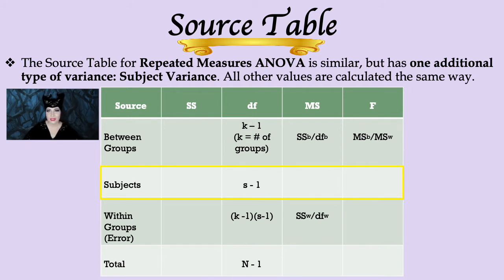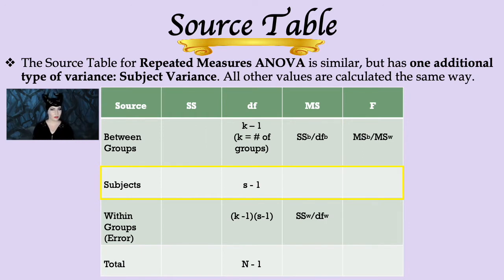So even though we're separating the subject variance, the individual differences, from the error variance, we actually don't do anything else with that value. So to calculate F, once again, you're going to divide mean squared between groups by mean squared within groups. So just to reiterate, the whole purpose of calculating subject variance when doing repeated measures ANOVA is to make up for that difference of individual differences.